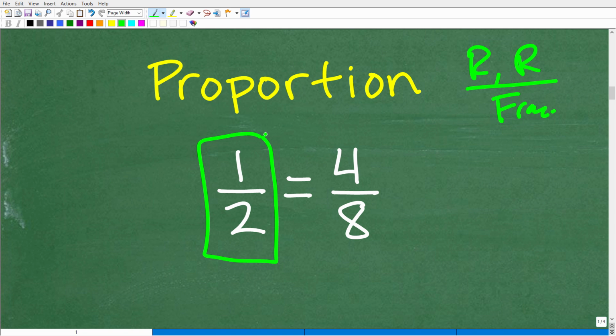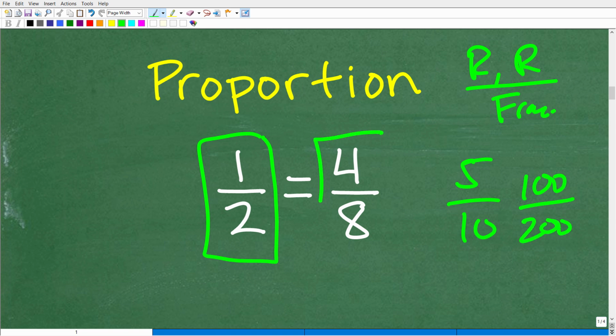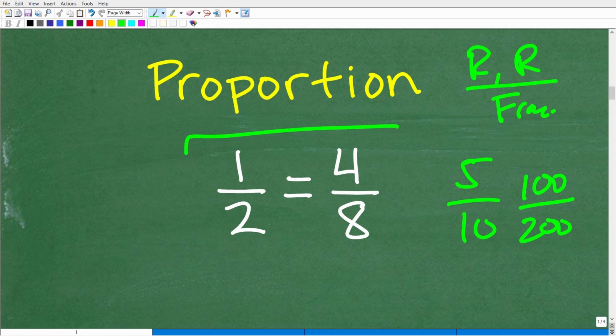So if I have the fraction 1/2, let's think of another fraction that is equal to the fraction of 1/2. Well, there's an infinite amount. There's 5 over 10, 100 over 200, it doesn't make a difference. But let's just take this simple fraction right here, 4 over 8. All right, so this is what we call a proportion. By definition, a proportion is two equal fractions.